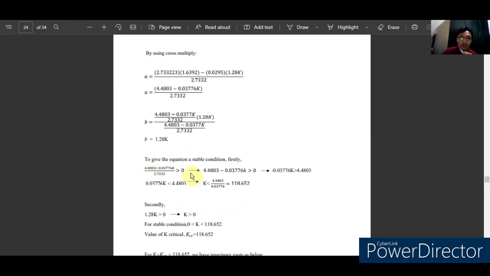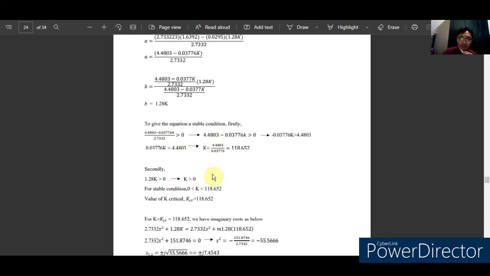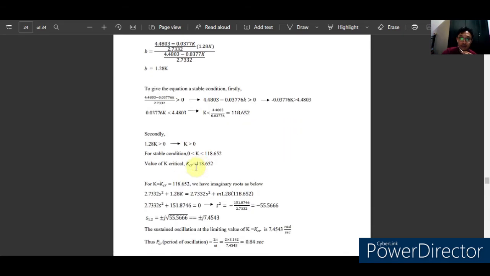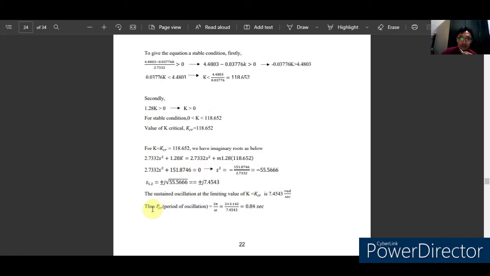So in order to make the equation stable, firstly we need to derive it, and it must be greater than 0. So the last one that we get is for the period of oscillation, we get 0.84 second.